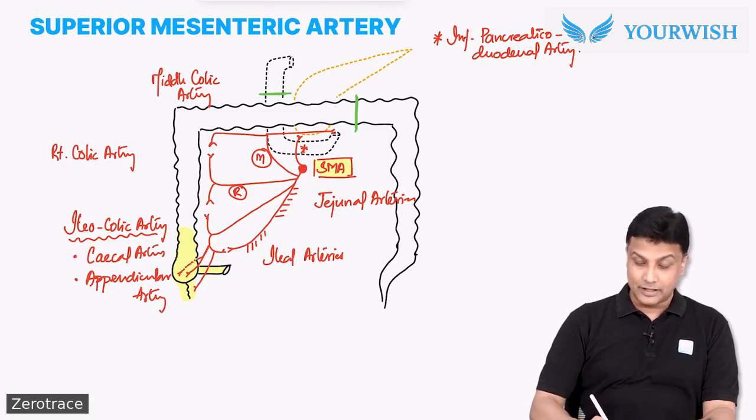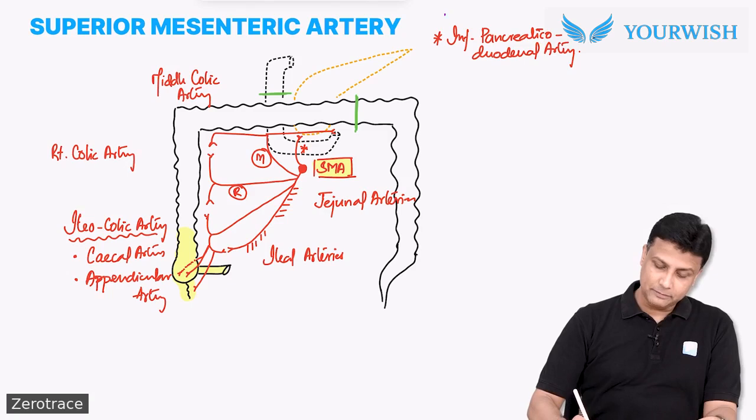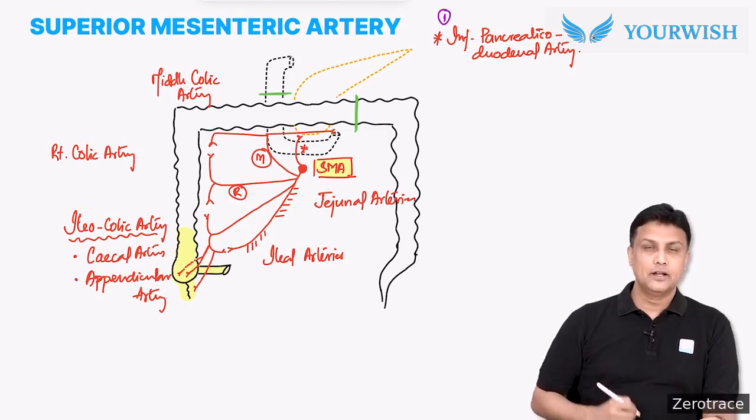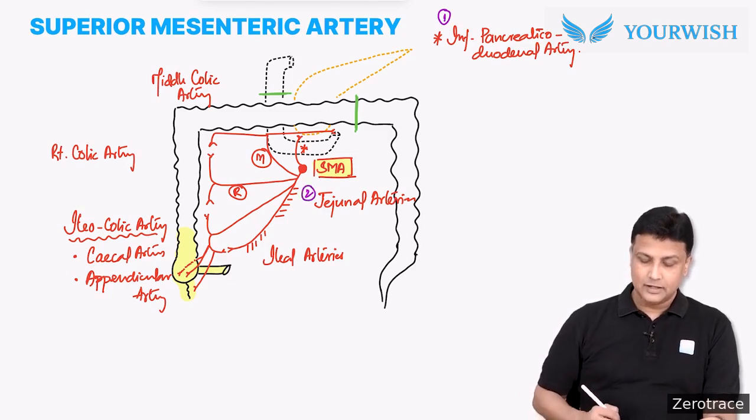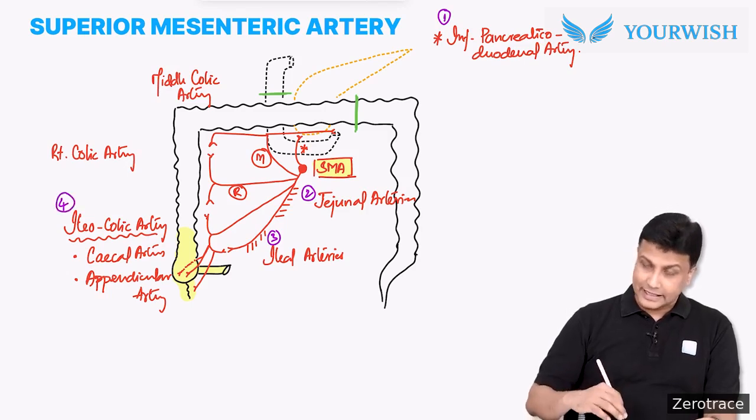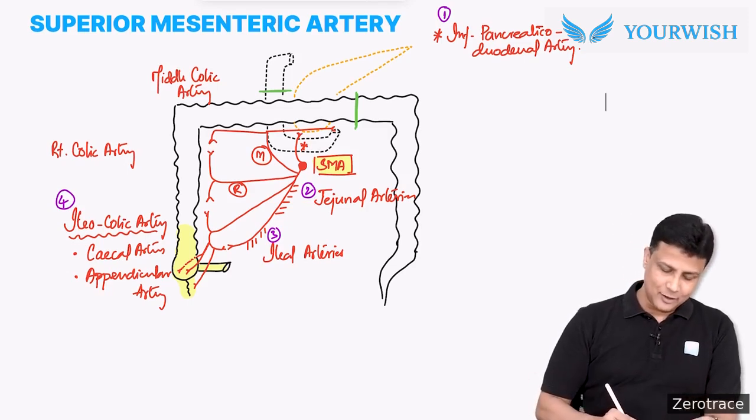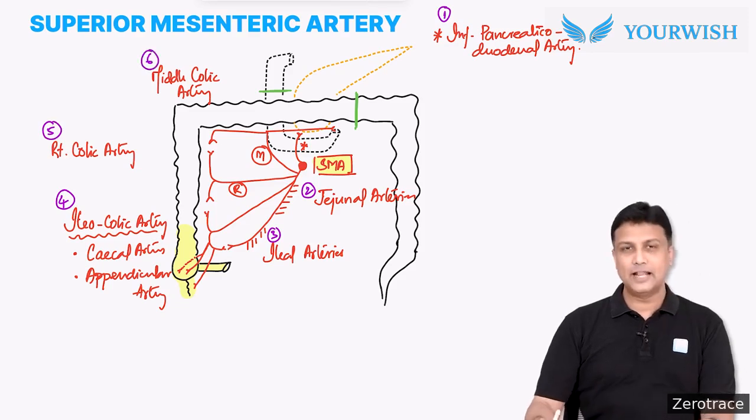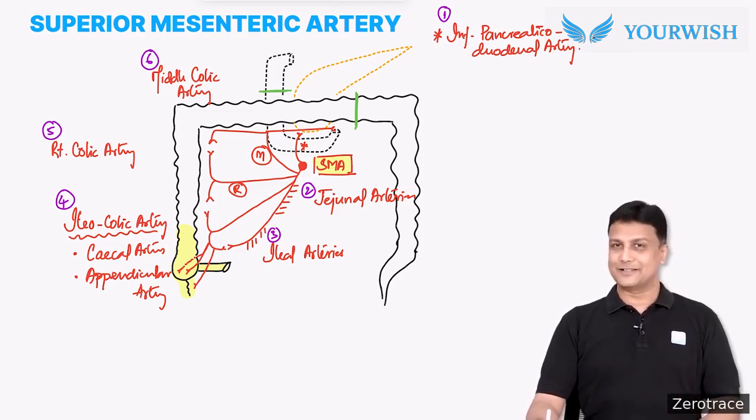Fine. Now what are the branches? Start from the midgut. Number one, it will be giving the inferior pancreatico-duodenal artery. Once the duodenum is done, the jejunum is supplied by jejunal arteries. And then the ileum will be supplied by ileal arteries. And then the turning part will be supplied by the ileocolic artery, and that itself will be giving branches to the cecum as well as the appendix. And then the ascending colon is supplied by the right colic artery. And then the transverse colon is supplied by the middle colic artery. And all these are the branches given by the superior mesenteric artery.